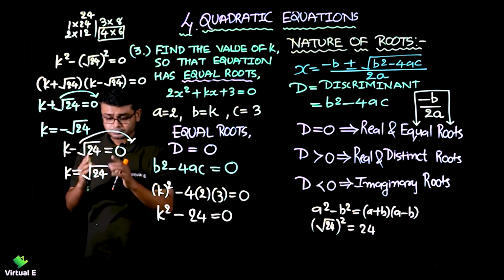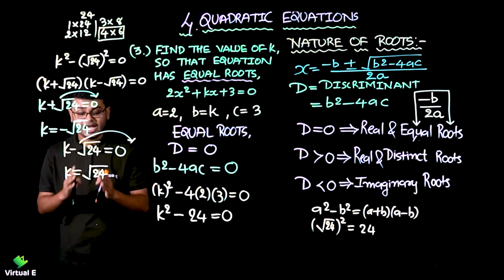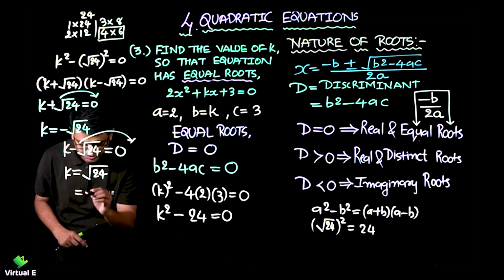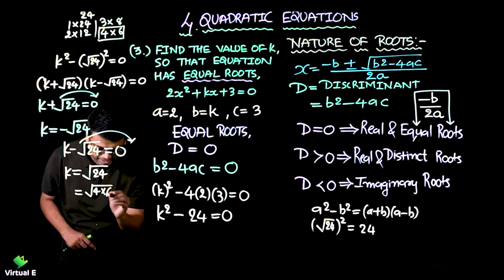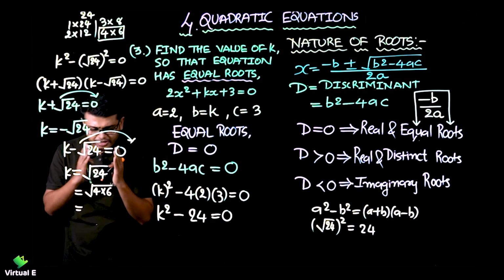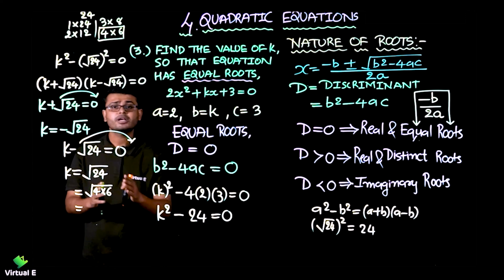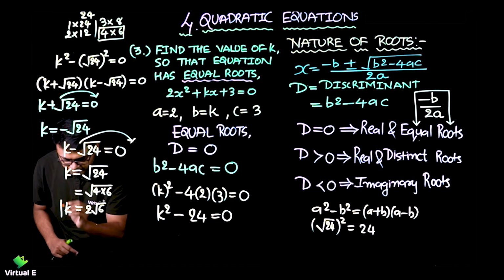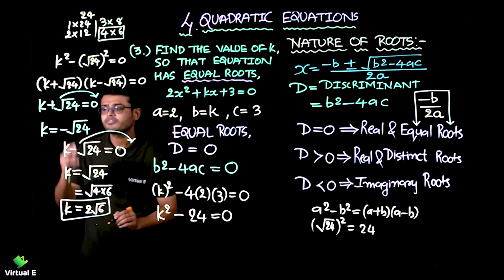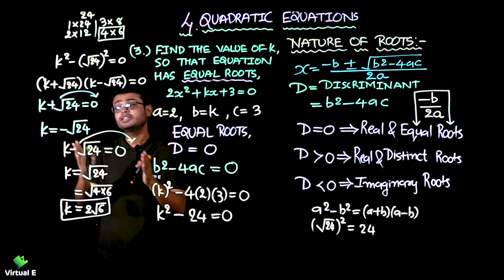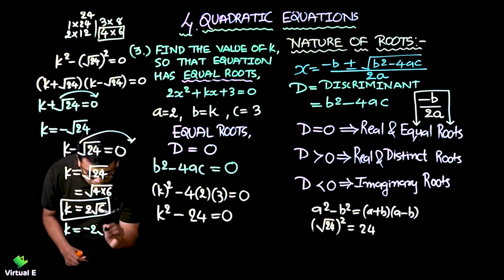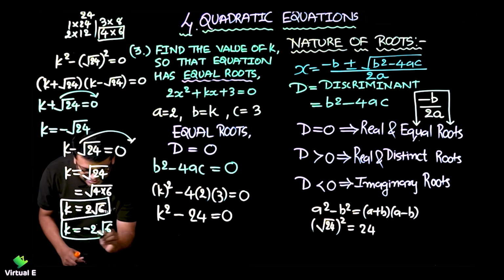So what am I going to do? I am going to simplify and write in a proper way. Square root of 24 is square root of 4 multiplied by 6. If I take 4 out of the square root, what will it become? 2, because I am taking the square root of 4, which is 2. So 2 square root of 6, that is the value of k. For the other value of k, I write in the same manner but with the negative sign. So k is equal to minus 2 square root of 6. Let's come back to the question.